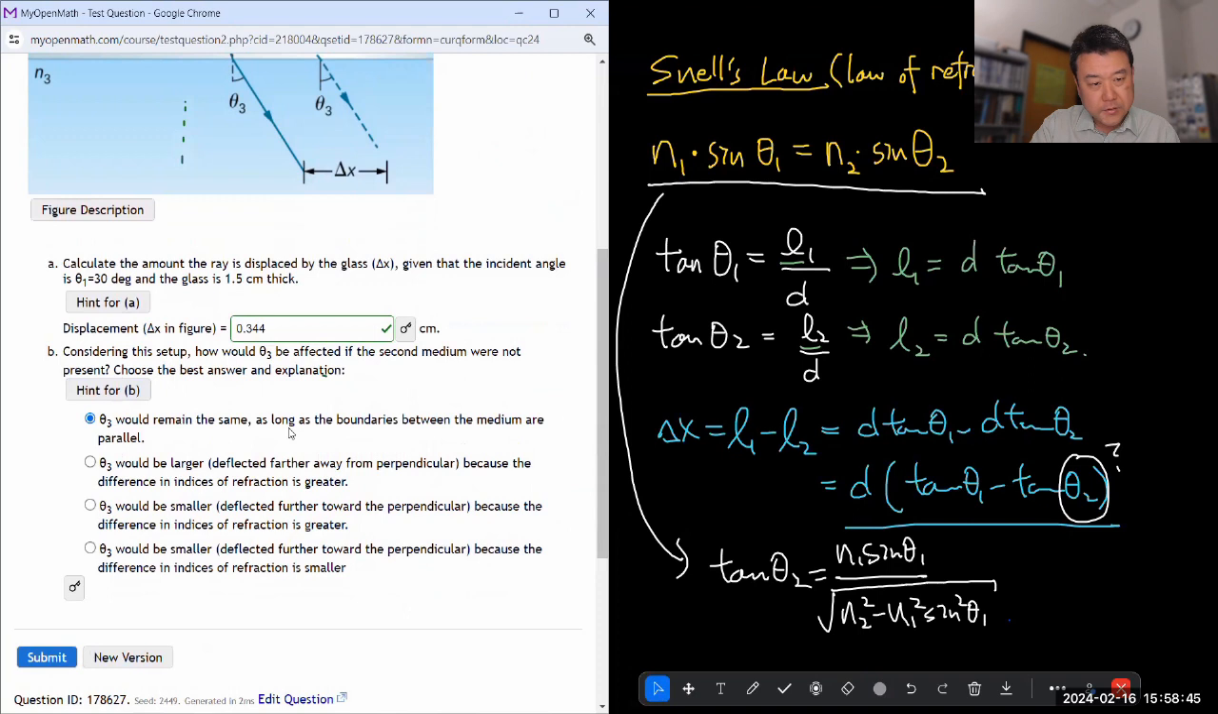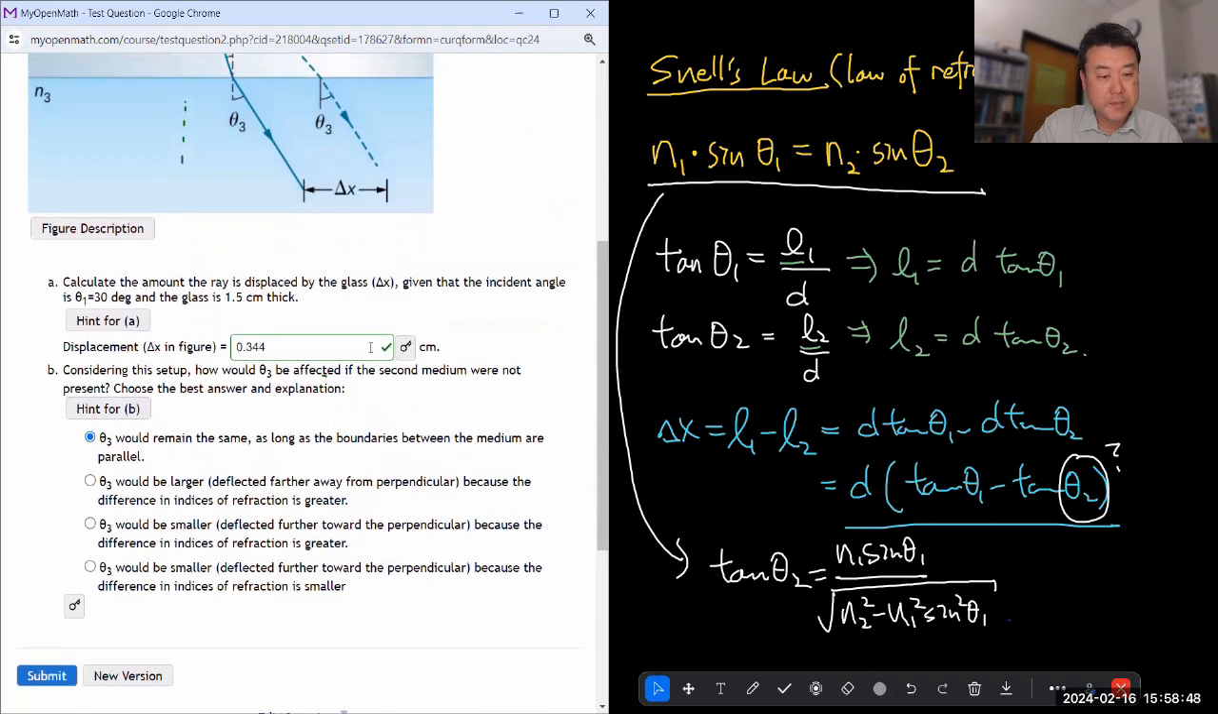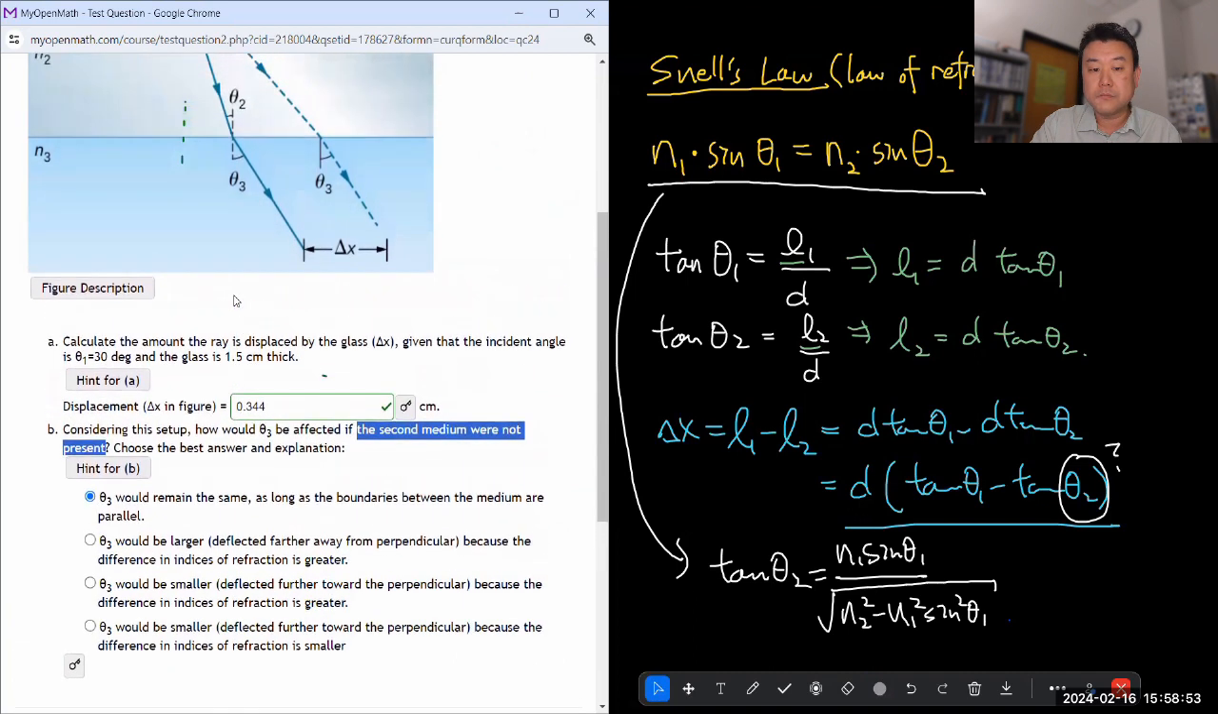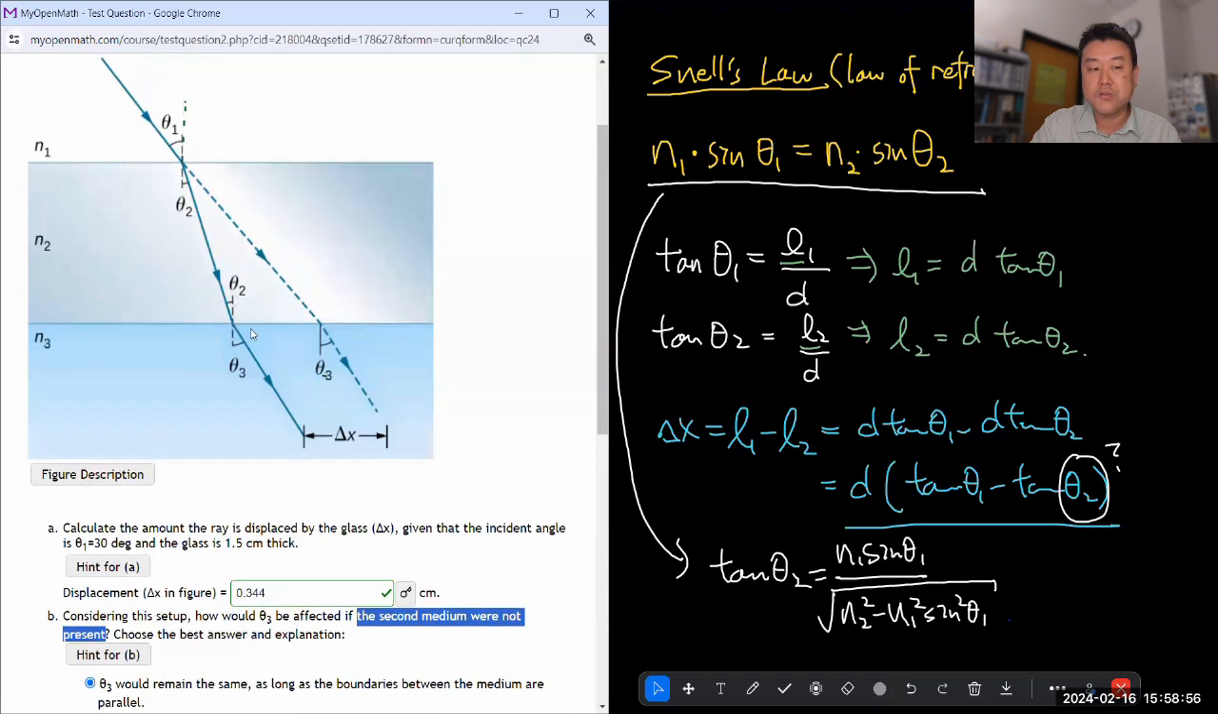And I guess the very first thing you start out with is, the question is proposing some sort of change: if the second medium were not present. As you are making the change, you're changing N2. As you are making the change, what are you keeping constant? I would propose the most natural thing to keep constant is N1, N3, and theta 1. And your theta 2 will obviously have to change as N2 changes. And then the question boils down to: N2 is changing, N1 and N3 are the same, theta 1 is the same, how might theta 3 potentially be different?